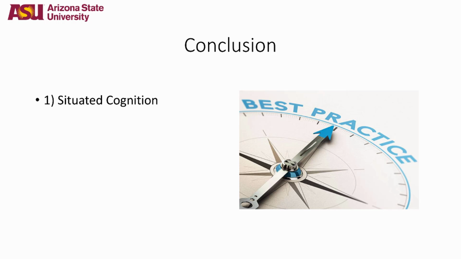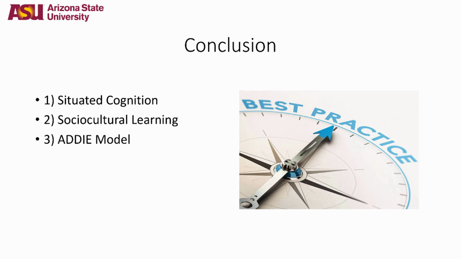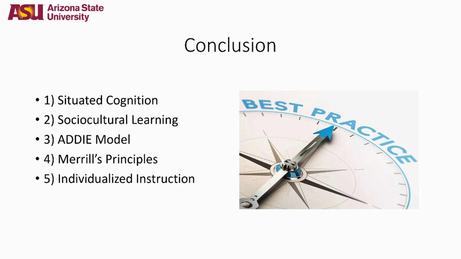In this session, we discussed situated cognition, sociocultural learning, the ADDIE Model, Merrill's principles of instruction, individualized instruction, Bloom's taxonomy, and the SAM model. The key in picking out your instructional design is to identify your students' potential expectations and needs beforehand so that you can narrow down the list of potential design theories. Then determine which one supports the learning behaviors and desired outcomes of your course.